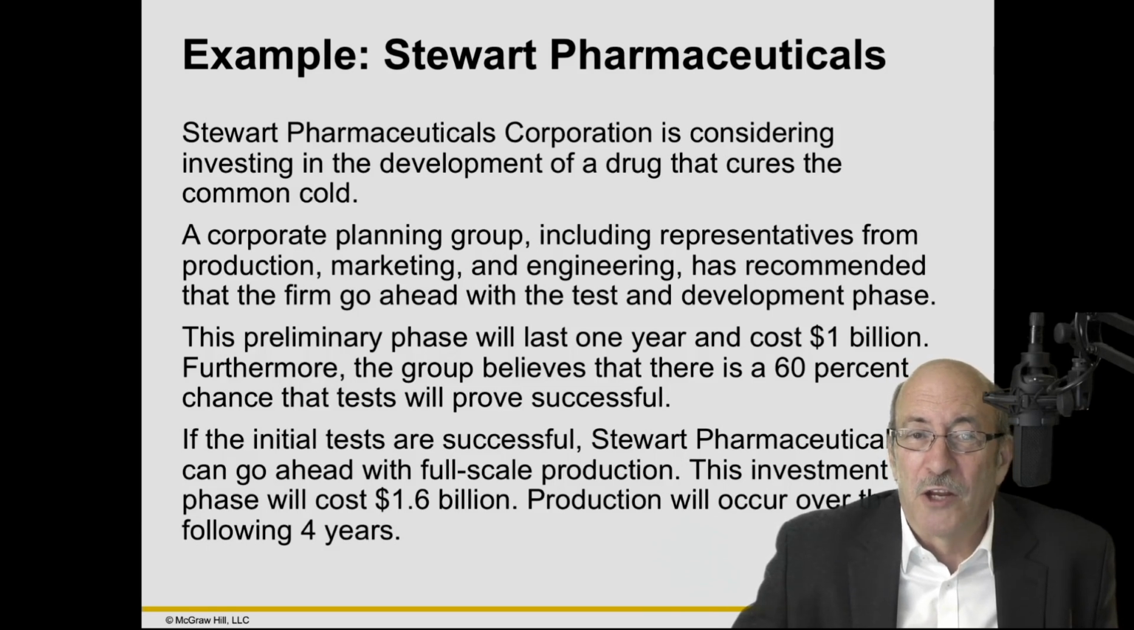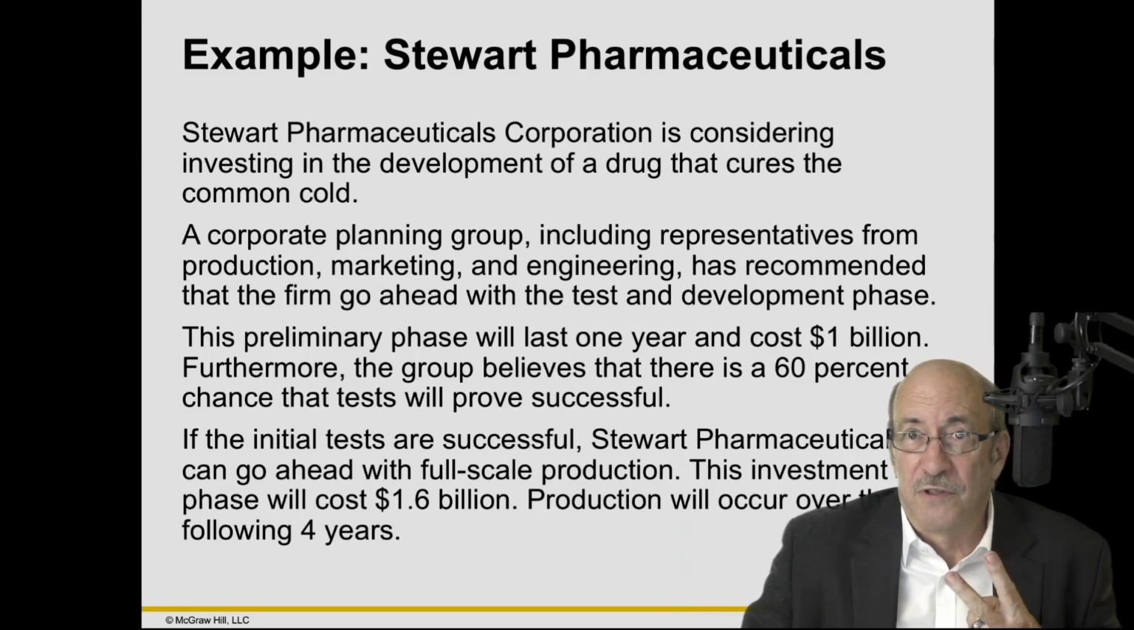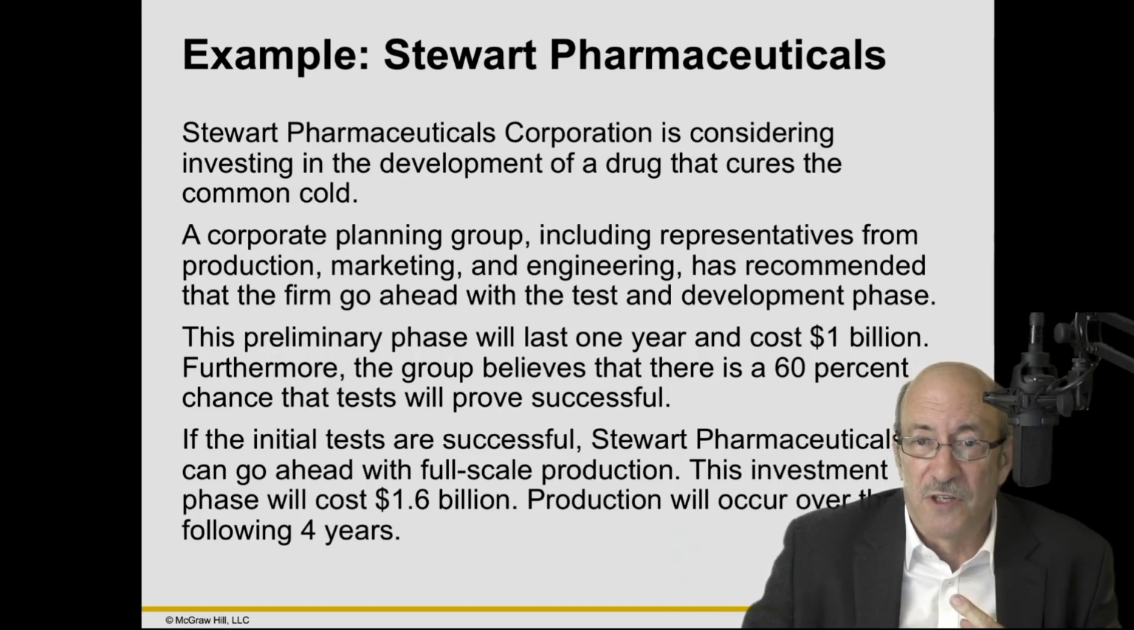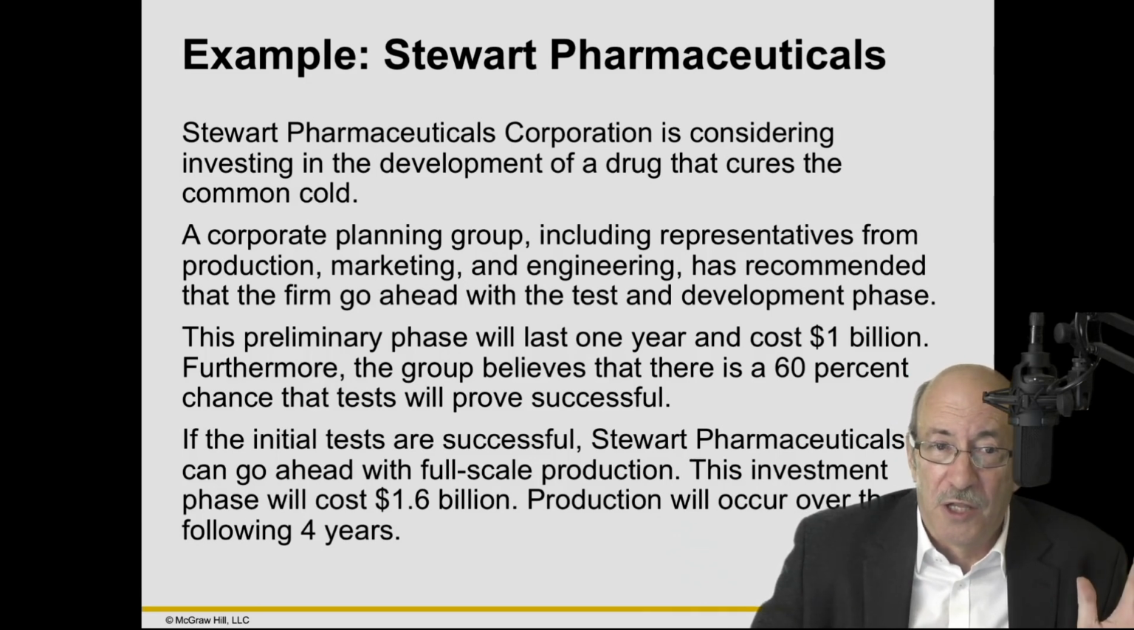The corporate planning group, including representatives from all areas, and this is really important, you've got production, you've got marketing, you've got engineering in there, have recommended to go ahead with the test and development phase of this project. So this is two phases here. There's the test and development phase, and then there's the production phase. This preliminary phase will last 1 year and cost about $1 billion.